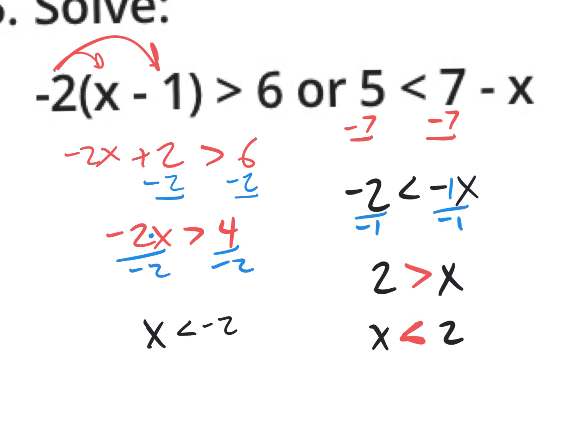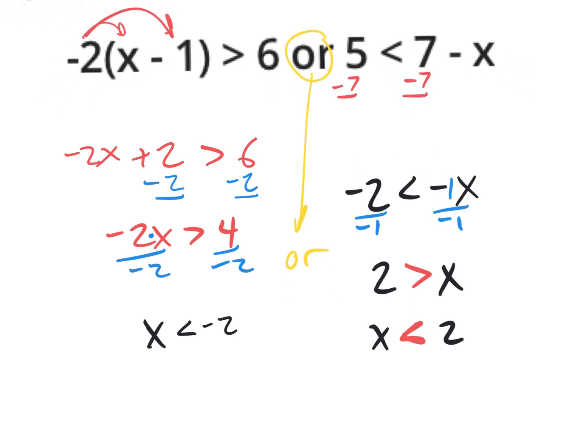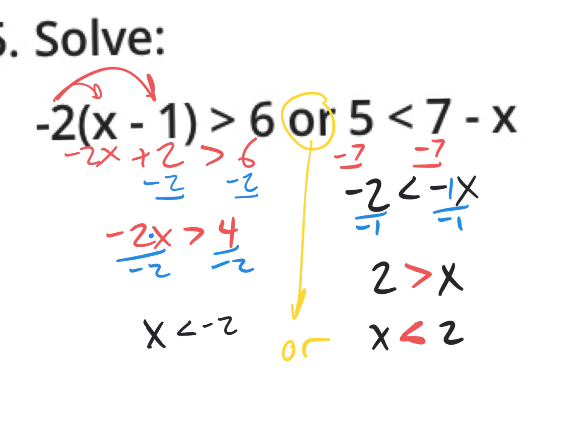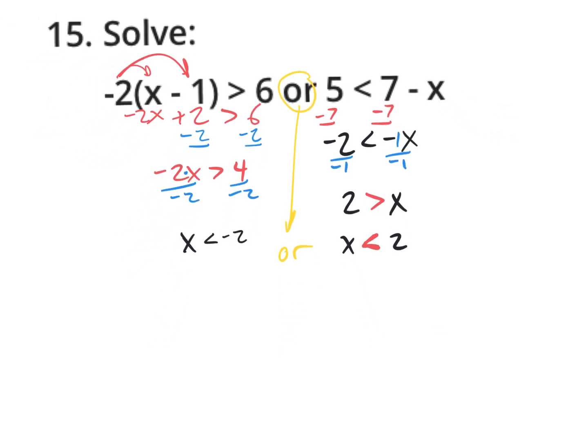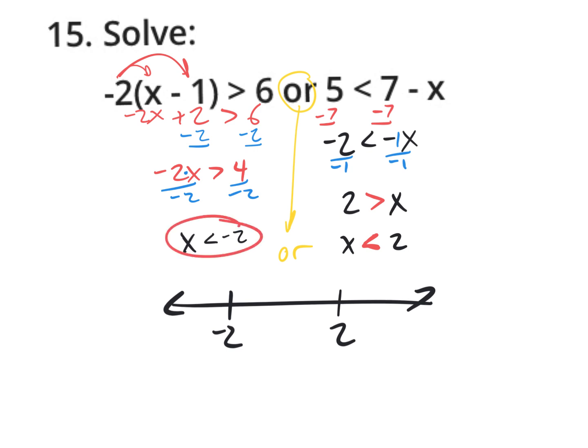And we need to know whether we keep both of those answers with the word or between it, or do we just write one or the other with respect to that word or. So, let's graph it. Number line, smaller number on the left side, negative 2 on the left side, positive 2 on the right side. I'm going to graph this one in red. X is less than negative 2, less than's to the left. This one says x is less than 2. I'm going to graph that in blue, less than's to the left.